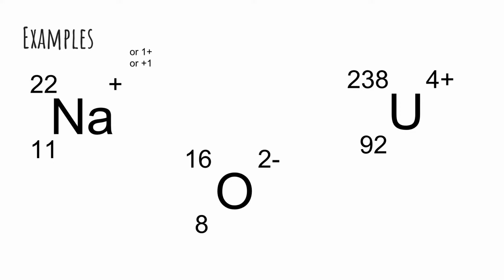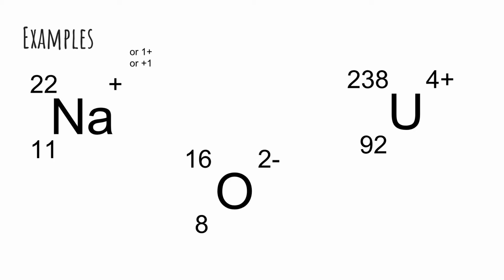And then in the upper right, we have the charge. You can write this in different ways. You can write plus, or 1 plus, or plus 1. It doesn't make a huge difference. It's written in various ways. So long as you indicate what the total charge is, you'll be okay. In this case, sodium has lost 1 electron. So it has a charge of positive 1. It only has 10 electrons.